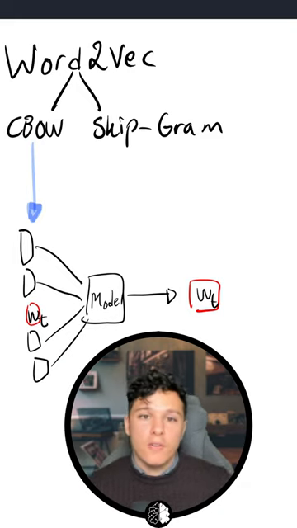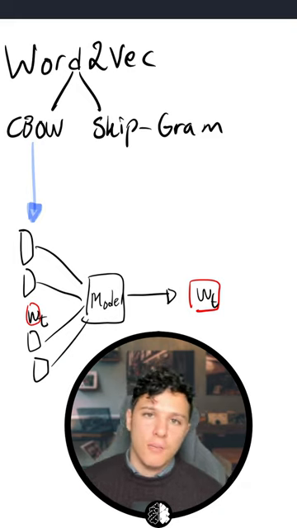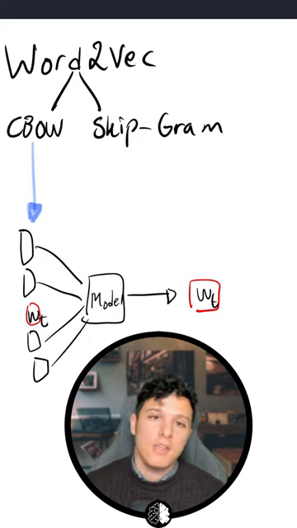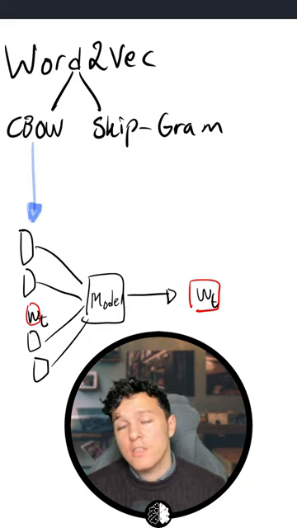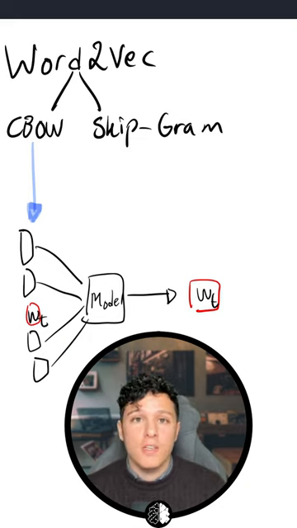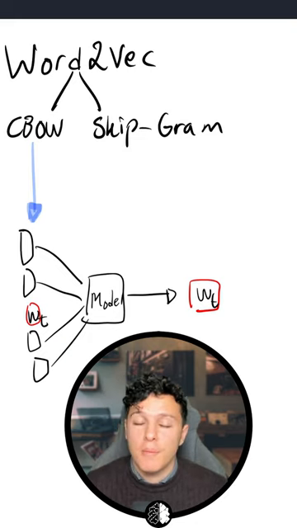What is Word2Vec, and CBOW and SkipGram, explained in 60 seconds. If you're learning about machine learning, this is definitely something you want to know, because you will encounter it in many places.